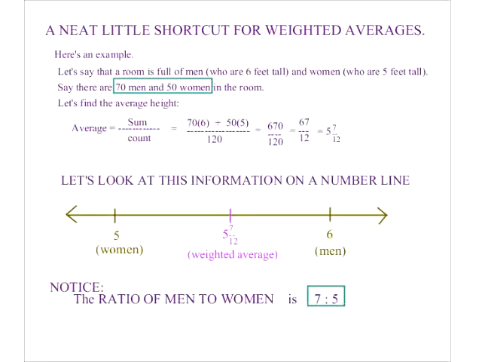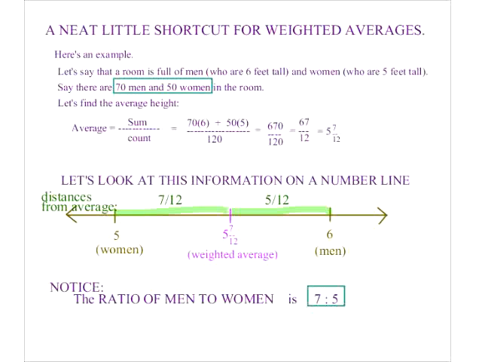Now let's look at our number line. You may be wondering what we're doing with this number line in the first place. Here is what is very, very cool. Let's look at the distances from the average. This distance is 7/12. This distance is 5/12. Notice that that's the same ratio, only it's in reverse.